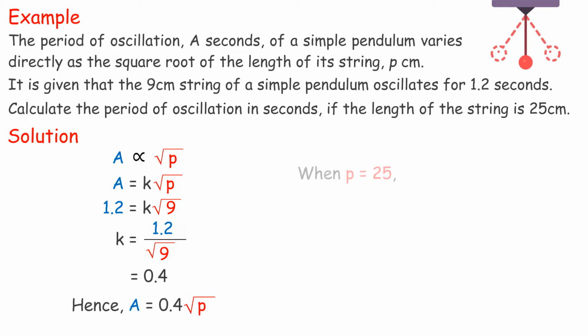When P equals 25, A equals 0.4 times square root of 25 equals 2 seconds. Thus, if the length of the string is 25 centimeters, the period of oscillation is 2 seconds. Let us now move on to the second type of variation, joint variation.